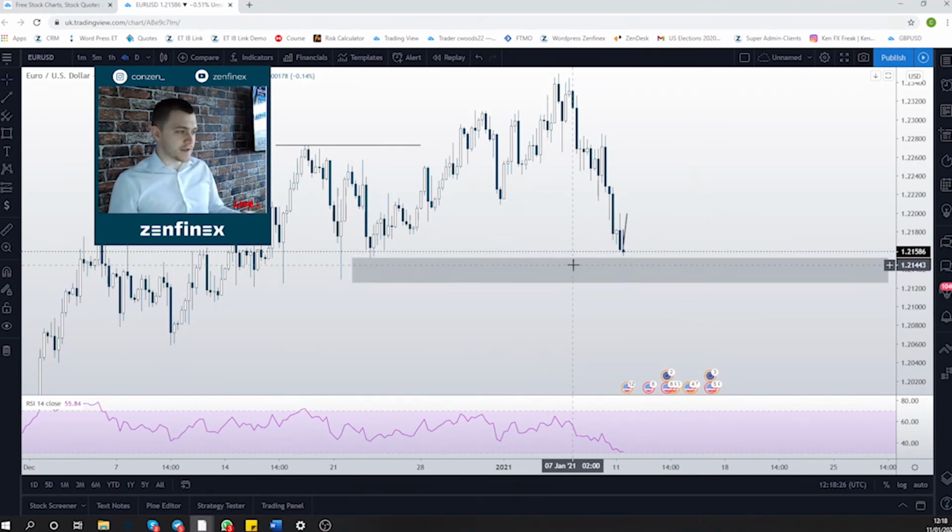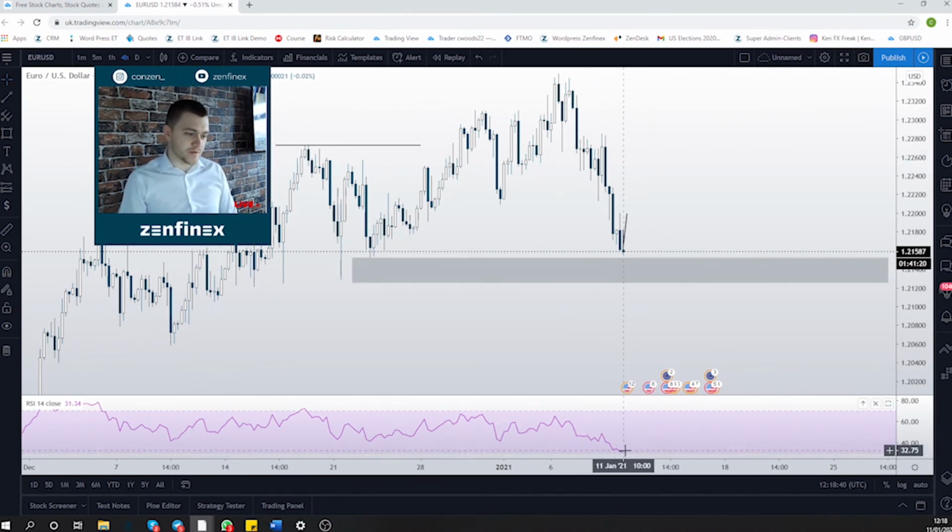Other than that, guys, that would be all for Euro USD. 1.24, aiming for highs on the daily time frame. We just need to kind of get out of this mess first. On the RSI, we are bouncing into potentially oversold conditions.